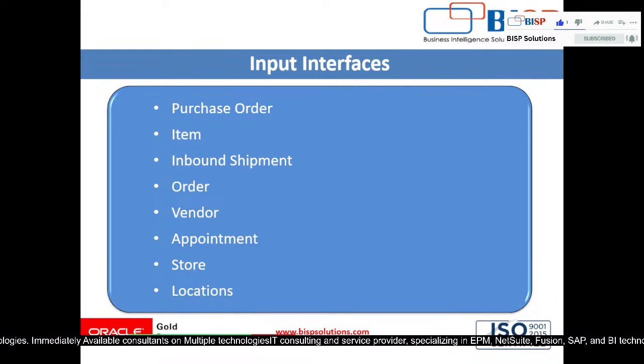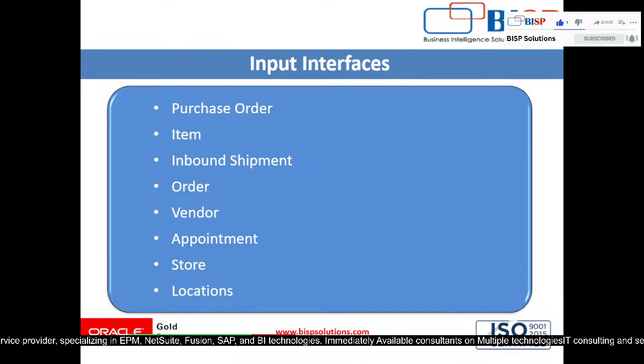In the outbound shipment, all your order, your vendor, or you can say the supplier, appointment, store location, and the price, labeling information, ship to company and site, asset, right? And we have some standard inputs, you know.